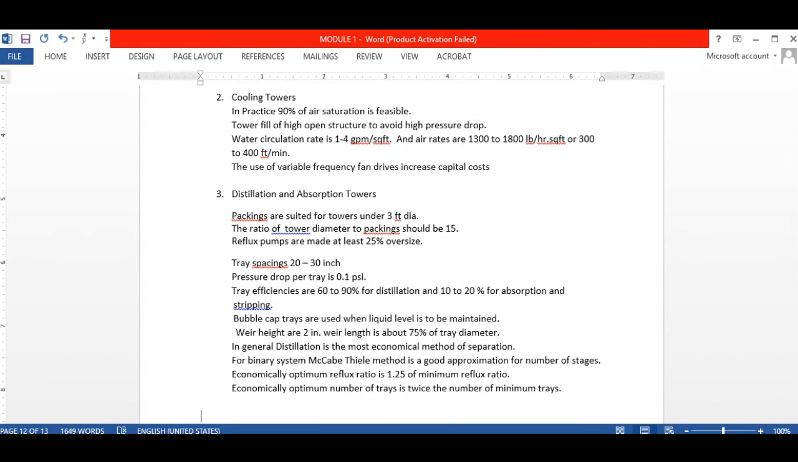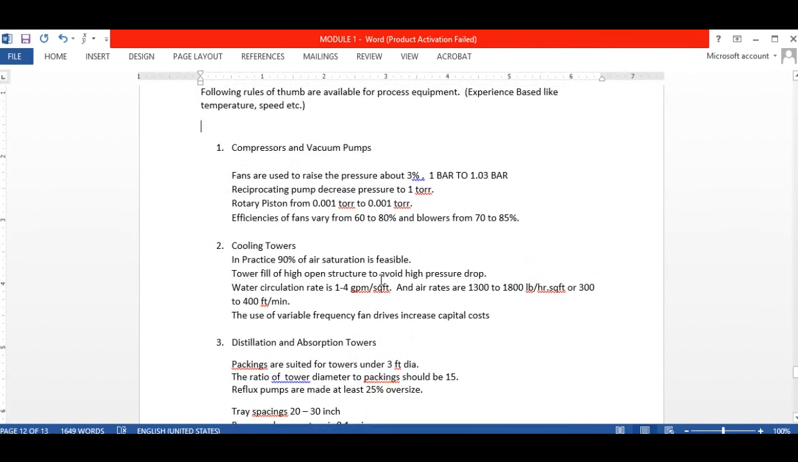Maybe I can show you in 1 minute. Teacher, let me ask just a minute. For the first one, the third line, the rotary piston, this one, compressor and pump, the rotary piston is from 0.001 to 0.001. There's no difference between the two numbers. Maybe it's a typing mistake, maybe 0.01 torr. I just copied from the book.